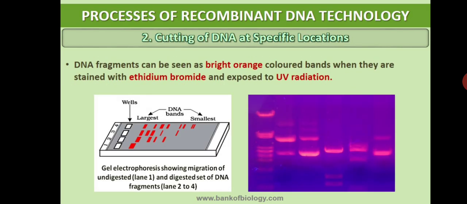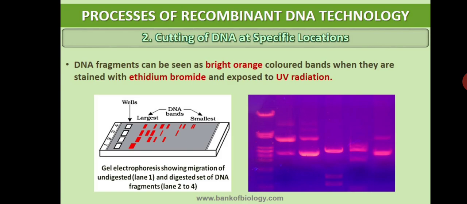Getting my point? This is about the technique used in recombinant DNA technology, that is gel electrophoresis. Gel electrophoresis is a technique to separate the DNA fragments based on their length. Understood? This is the first technique used in recombinant DNA technology. For what purpose do we follow the technique? Just to separate the DNA fragments based on their length.